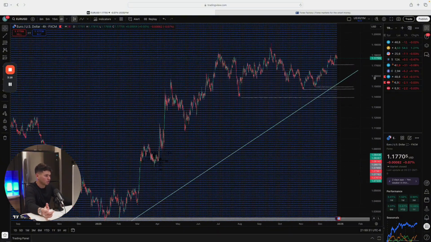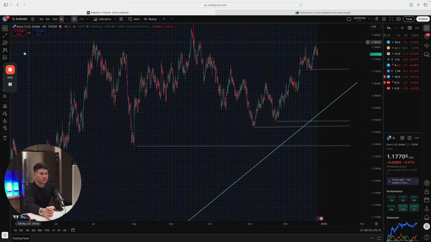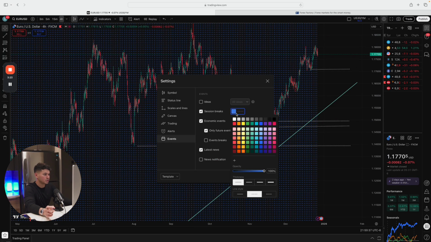Okay, so we can definitely see that on the daily we have been going upward, so that means we're bullish. And on the 4-hour time frame, as you can see, we have also been bullish.